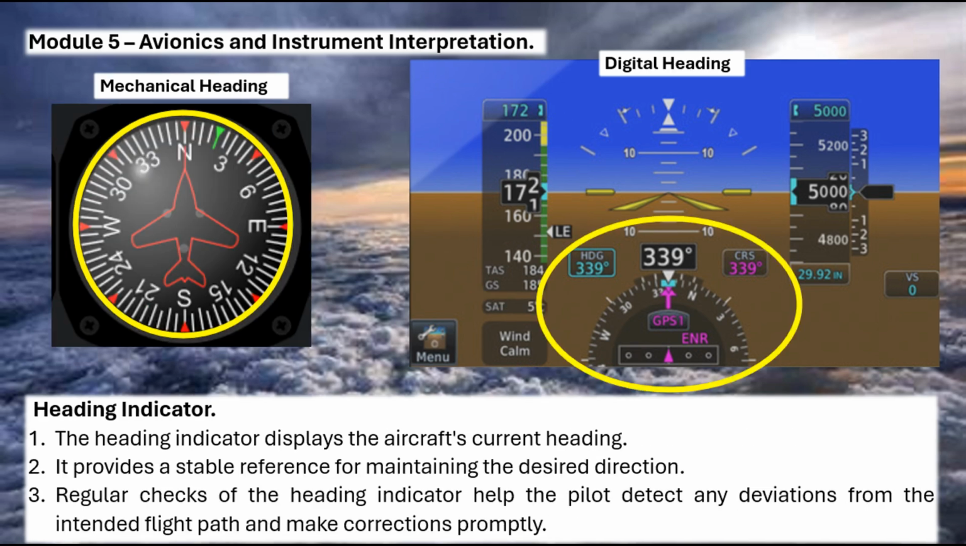Heading indicator. 1. The heading indicator displays the aircraft's current heading. 2. It provides a stable reference for maintaining the desired direction. 3. Regular checks of the heading indicator help the pilot detect any deviations from the intended flight path and make corrections promptly.